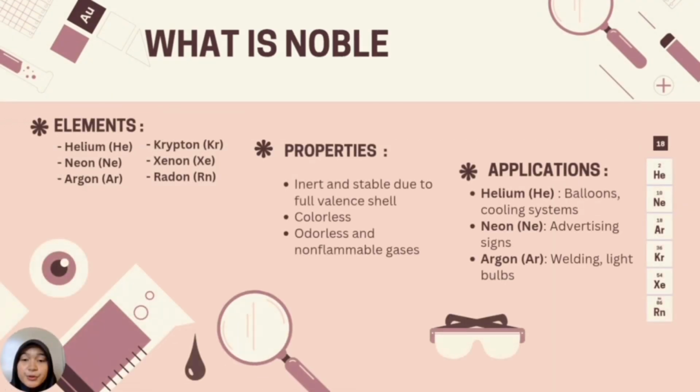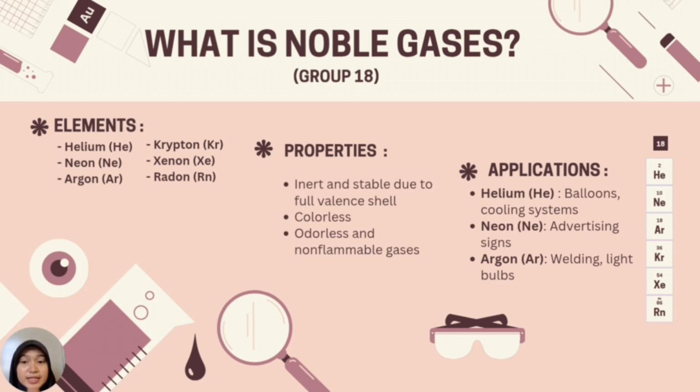Now we move to Group 18, known as the noble gases. It includes the elements helium, neon, argon, krypton, xenon, and radon.